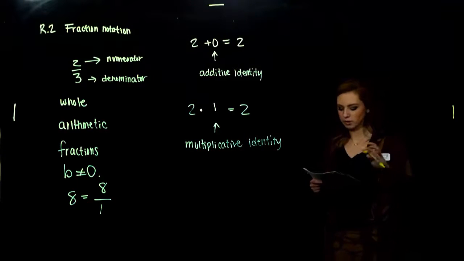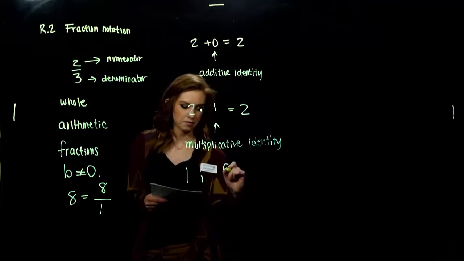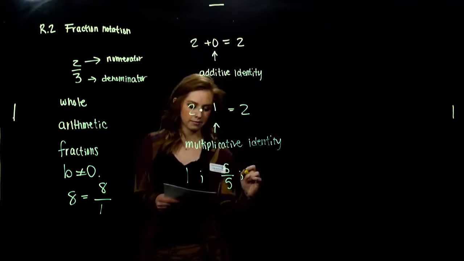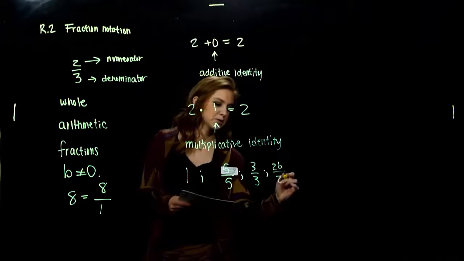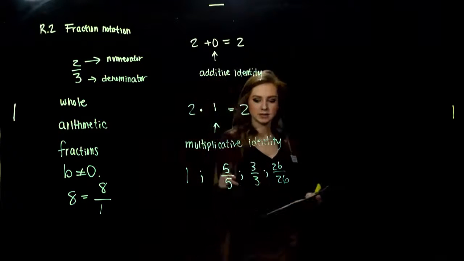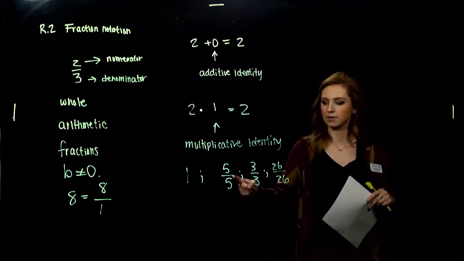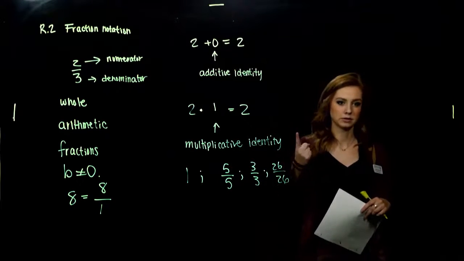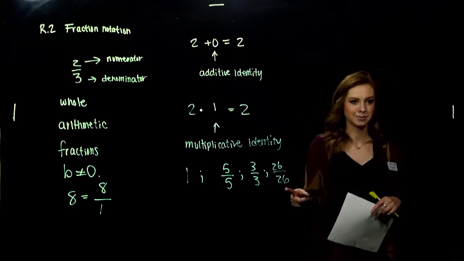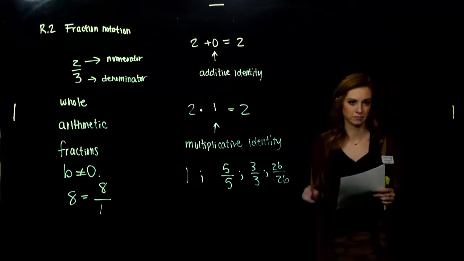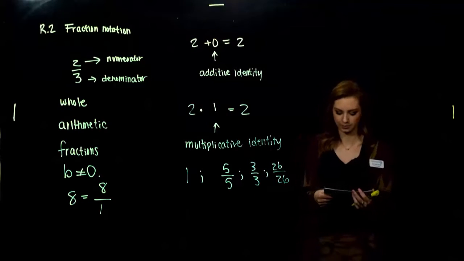So a few equivalent expressions for the number 1 are like what? You have it written for you. 5 divided by 5, 3 divided by 3, 26 divided by 26. Notice the pattern. Same thing divided by the same thing. How many times does 5 go into 5? Once. How many times does 3 go into 3? Once. How many times does 26 go into 26? Once. Same thing divided by the same thing. We always get out 1.